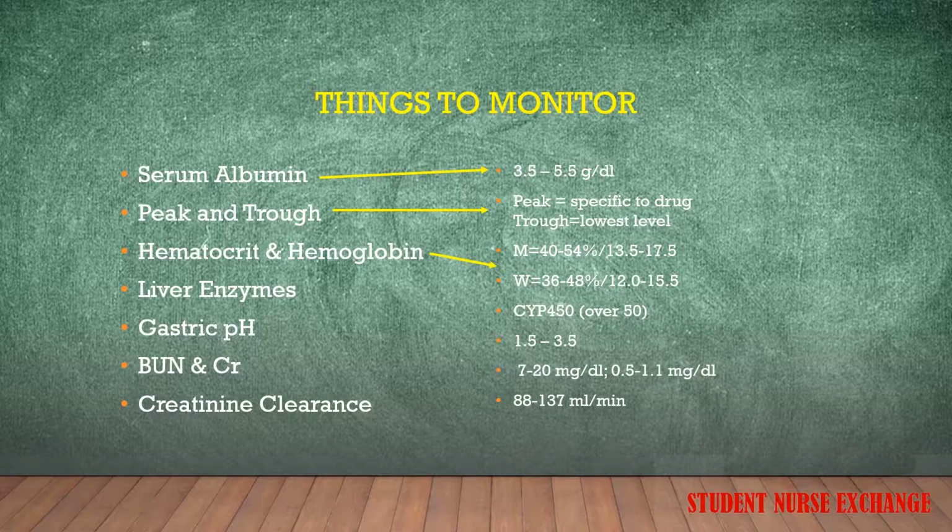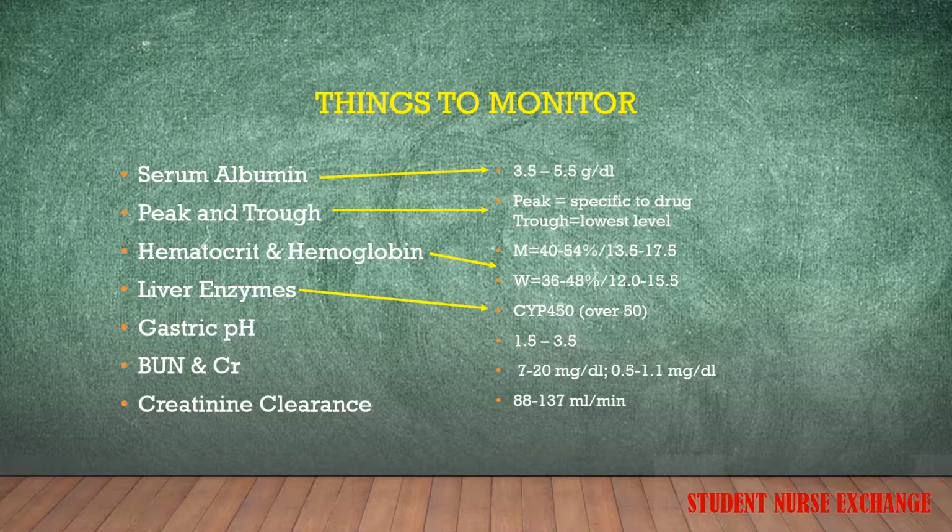The hematocrit and hemoglobin is going to affect perfusion, is going to affect the mechanism of action of the drugs. And men and women are a little bit different. Men have a bit higher hematocrit, 40 to 54, and the hemoglobin 13.5 to 17.5, and women just a bit lower. So always know what your textbook is, but really understand what the normal range is.